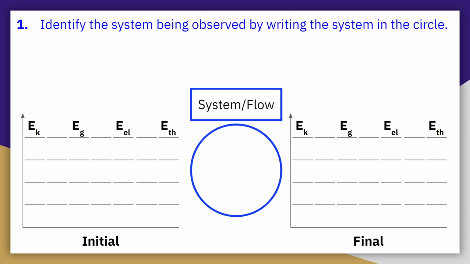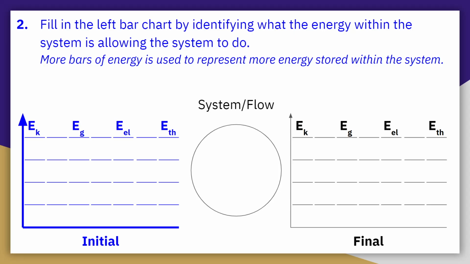Now, when you're looking at an actual problem, you'll figure out what the system is by actually analyzing the system. But the way you can communicate what the system you're analyzing is, is by writing your system within that central circle. Once you have identified what the system is, then you're going to construct that left bar chart.